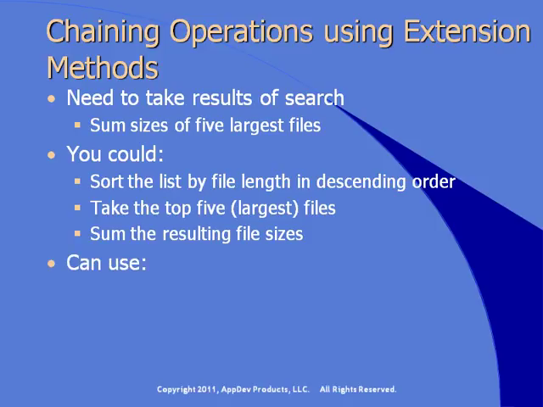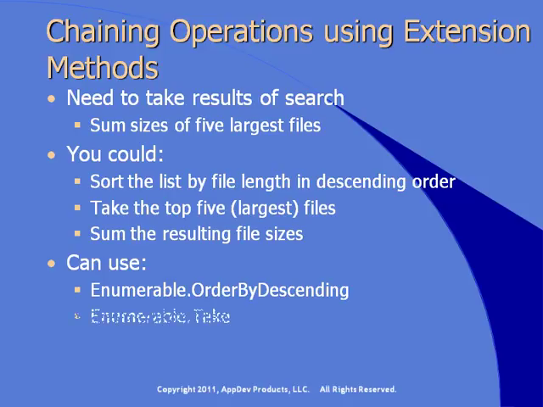Or we could use the enumerable.orderByDescending method, the enumerable.take method to take 5 files, and the enumerable.sum method to sum the 5 files we just took. So there are a number of ways we could solve this problem, but chaining extension methods makes your code a lot cleaner. Let's look at 2 examples that try this the hard way and the easy way.